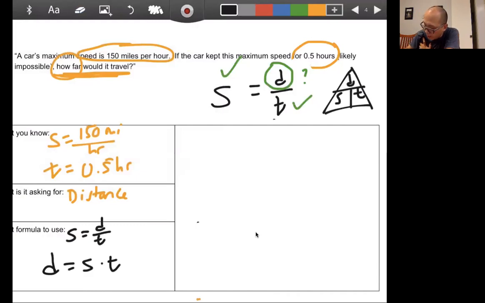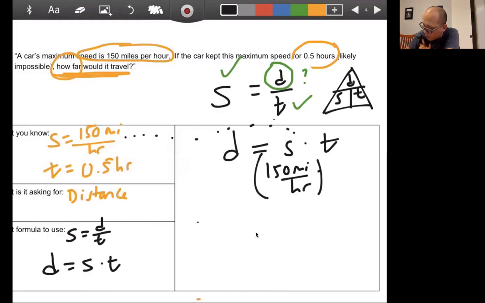Okay, so now here is our formula. Distance is equal to speed times time. The speed is 150 miles per hour. I'm going to put parentheses around it, nice and clean. What's the time? How much time is it going to move at that speed? The answer is 0.5 hours. Now we just grab our calculator, multiply 150 by 0.5, and you're going to get 75.